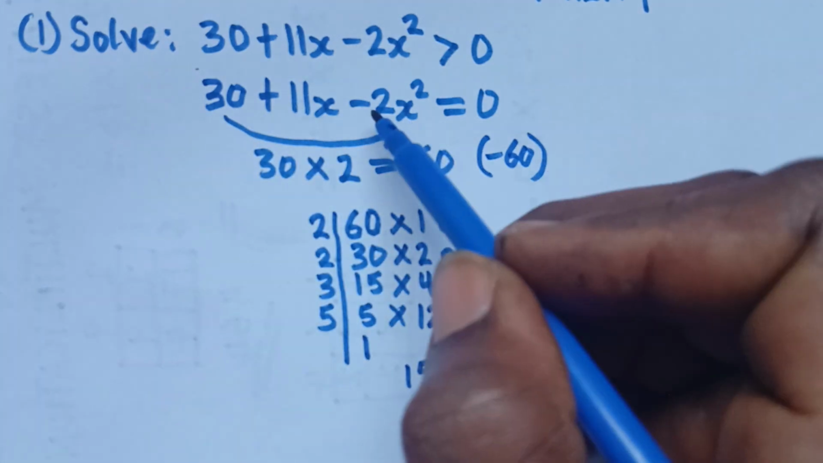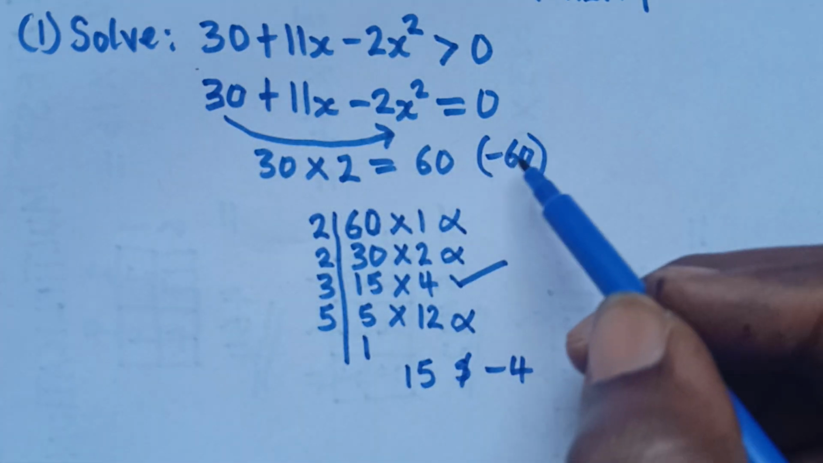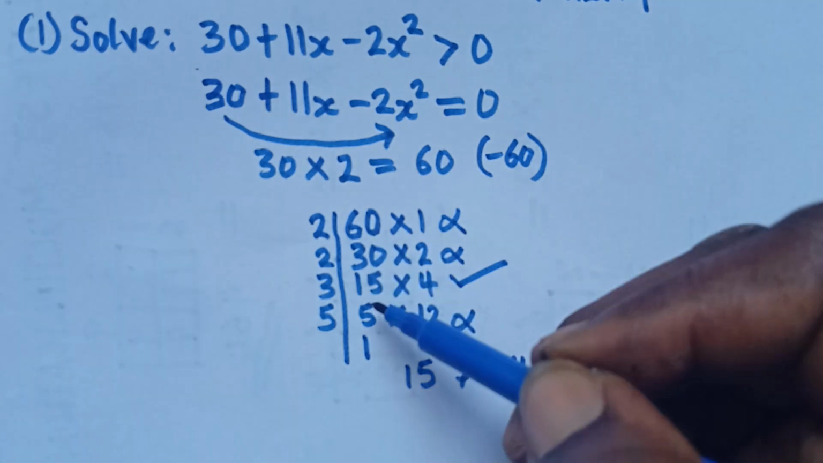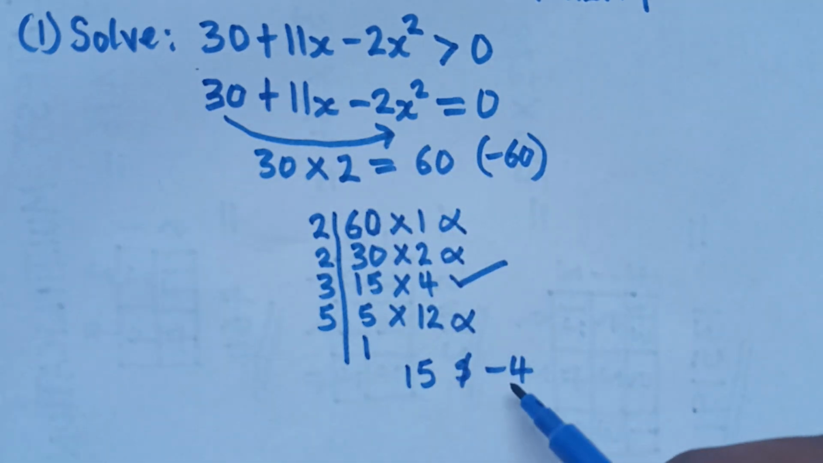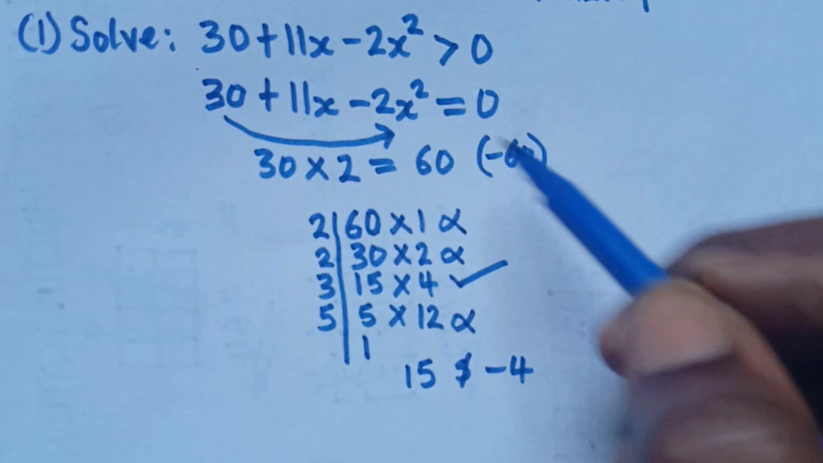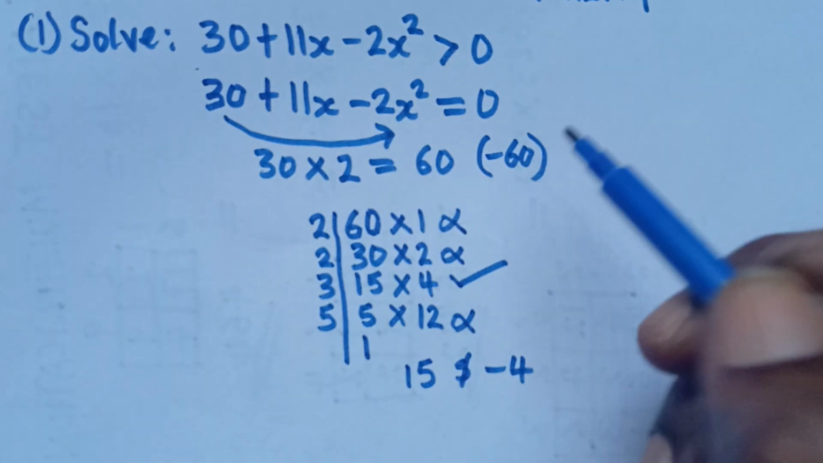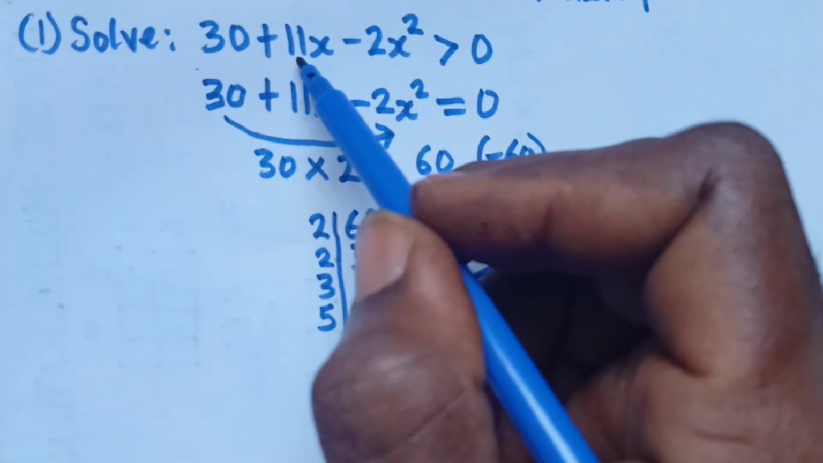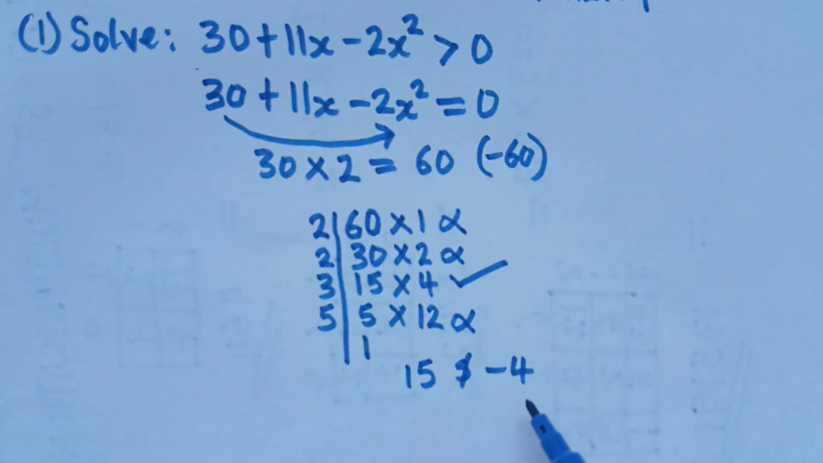Because 30 times minus 2 should be minus 60. I only ignored the negative sign so that I'll be able to get my factors here. So 15 multiplied by minus 4 will give me minus 60, which is what I'm actually looking for. And then 15 plus minus 4, 15 minus 4 will give me 11. So I now have my two factors that I'm looking for.